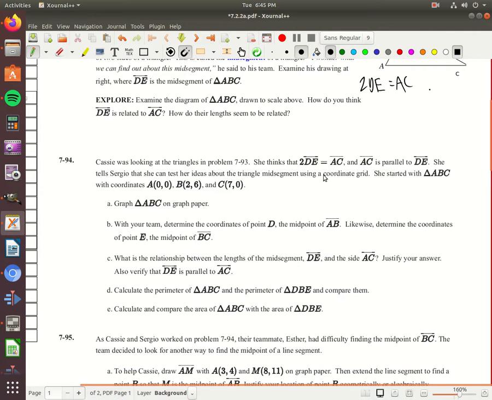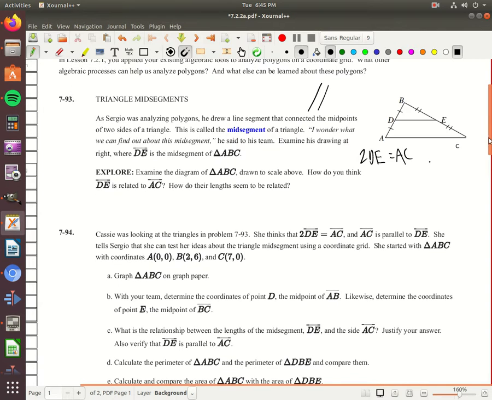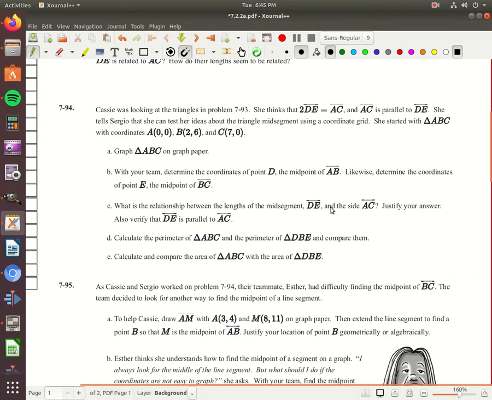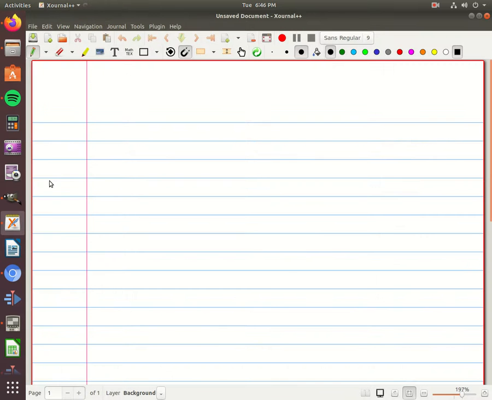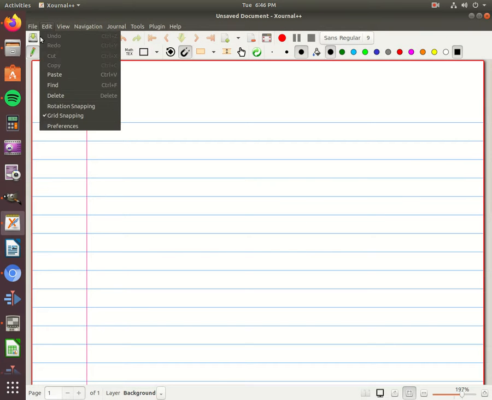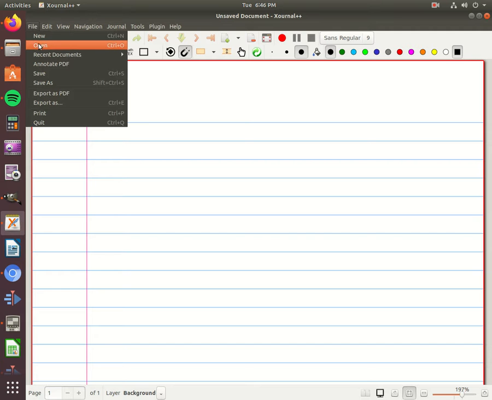794 is going to actually ask us to plot these points on graph paper. With your team, we're going to figure out what the coordinates are of the midpoints D and E, and then we'll look at the relationship. We'll see if they are parallel and if the midsegment is half as much as the side. And then we will calculate the perimeter of the triangles and compare them, and we will calculate the areas of the triangles and compare them. So again, I have these notes jotted down. So we will go over here and open these up and see what we come up with.